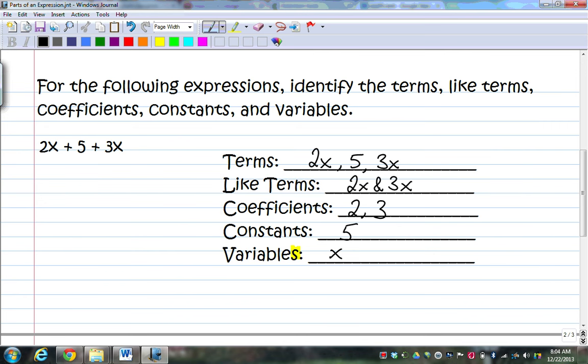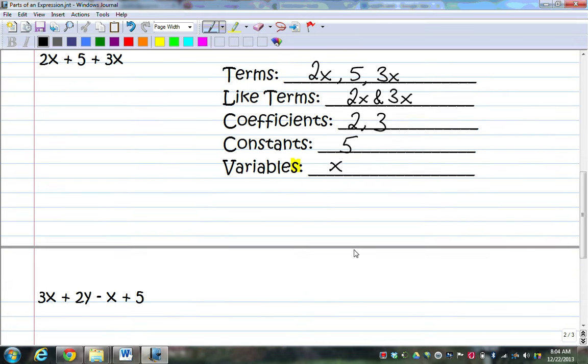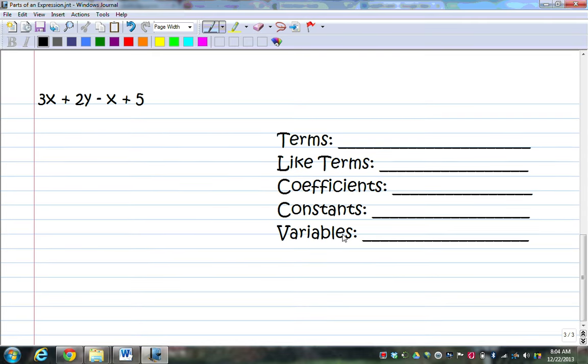Okay? Now this is a very straightforward, simple example. The next one that I have is a little trickier. Let's try that one. All right, this one. I have 3x plus 2y minus x plus 5. This one is tricky for two reasons. First of all, when you're identifying the terms, remember the terms are part of an expression that are added together. Well, I have a subtraction in here.